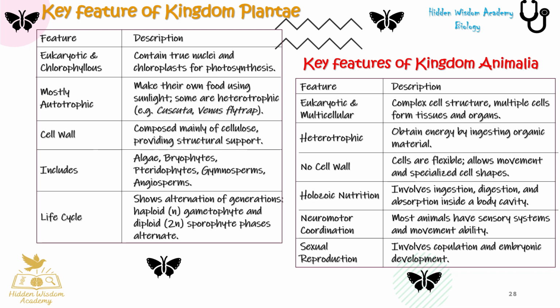Key features of Kingdom Animalia with their description. Eukaryotic and multicellular. They have complex cell structure; multiple cells form tissues and organs. Heterotrophic. They obtain energy by ingesting organic material. No cell wall. Their cells are flexible, which allows movement and specialized cell shapes.